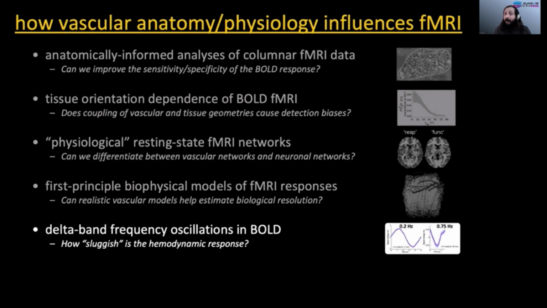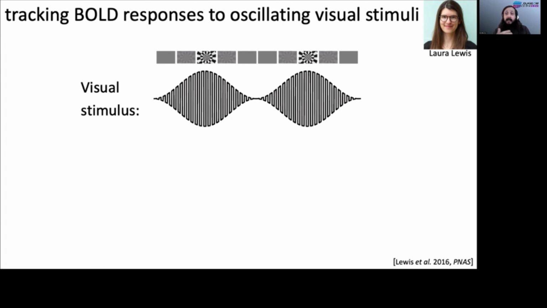Okay, so finally, I'd like to wrap up by considering the biological temporal resolution of fMRI. So this is work led by Laura Lewis, who wanted to see whether we could track fast BOLD responses to rapidly oscillating visual stimuli. Now, we're mainly interested in endogenous oscillations, but in this case, we induced neural oscillations with a known waveform and frequency using visual stimulation consisting of a simple flashing checkerboard whose luminance contrast was modulated at several temporal frequencies of interest.